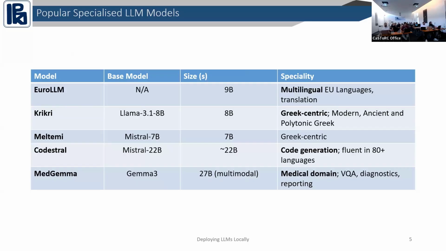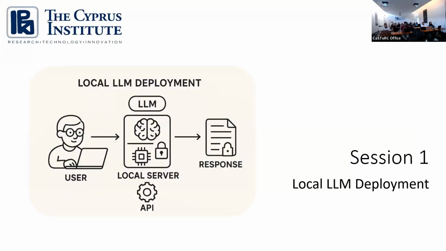Then you have CaSToRC. This is a fine-tuned version of Mistral 22 billion parameters. So this is an LLM that is specialized in code generation, for example. And then you have MedGemma. This is a fine-tuned version of Gemma 3. And the idea of that one is to provide some specialized knowledge in the medical domain and so on. So we have the foundational models. These are very good in general tasks and so on. And then you can also have some specialized LLM models that were either fine-tuned or created from scratch.